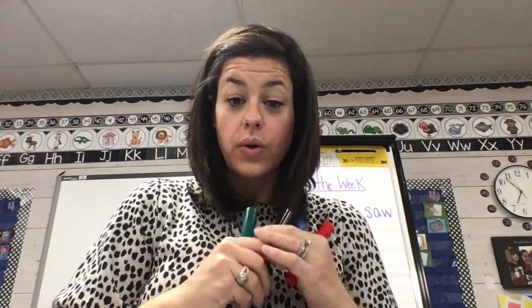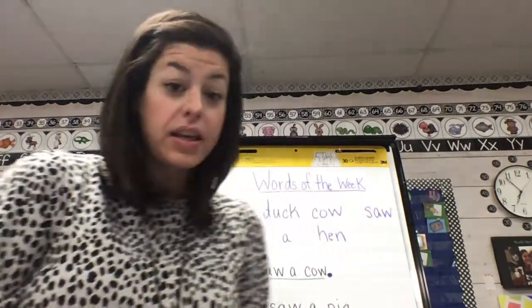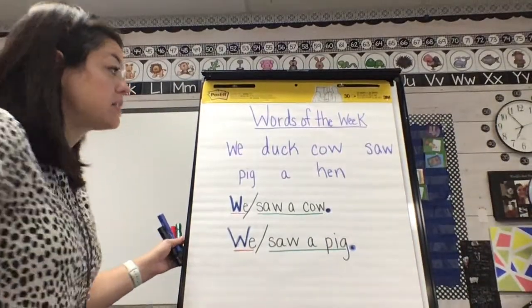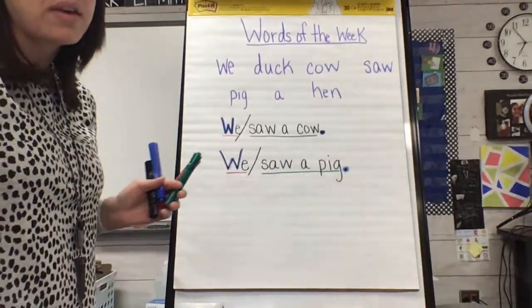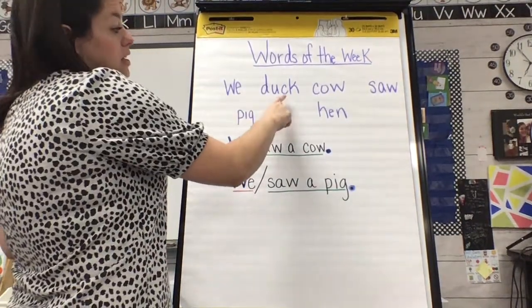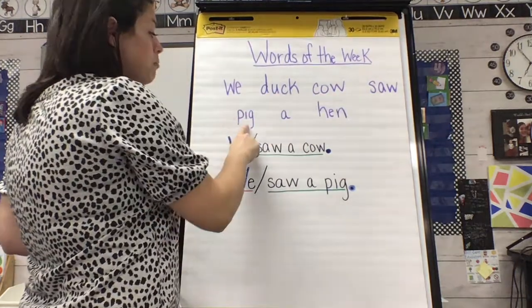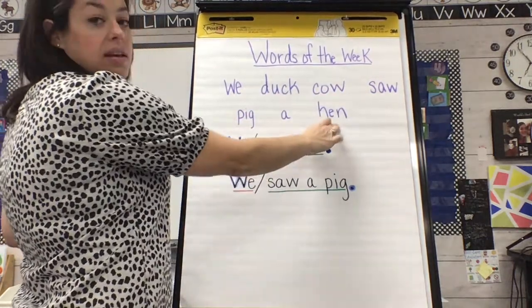When we're doing our sentences, you need your red. Ooh, that's not red, that's green. You need your green, you need your red, and you need your blue. Okay? So we're answering the question, what did they see in the farmhouse? Now let's look back at our sentences and the words that we have for the week. The words for the week are we, duck, cow, saw, pig, and then hen.